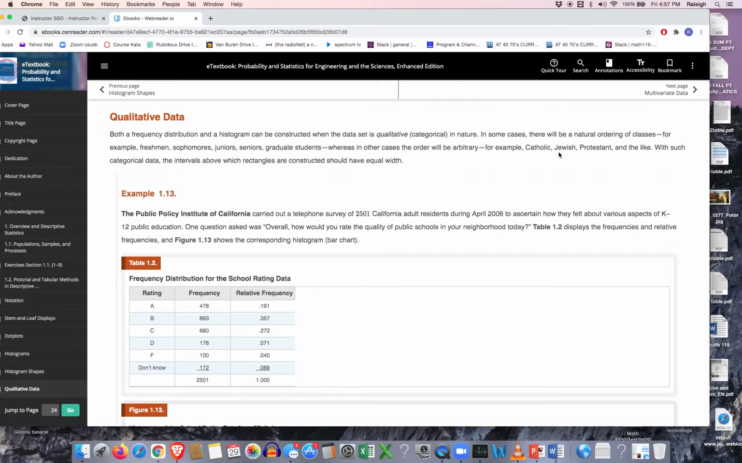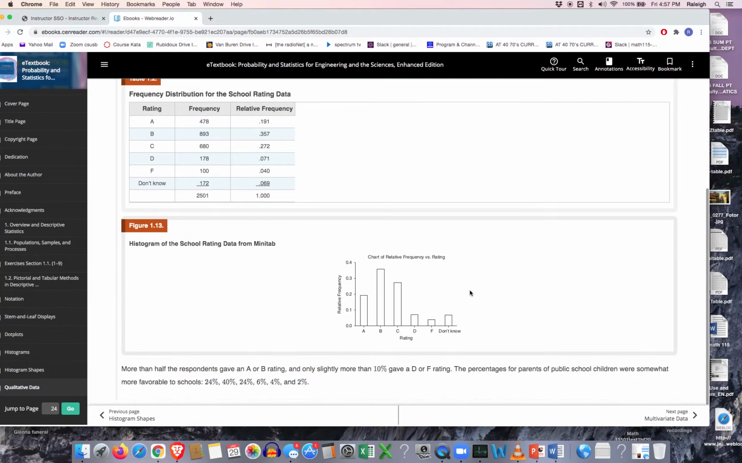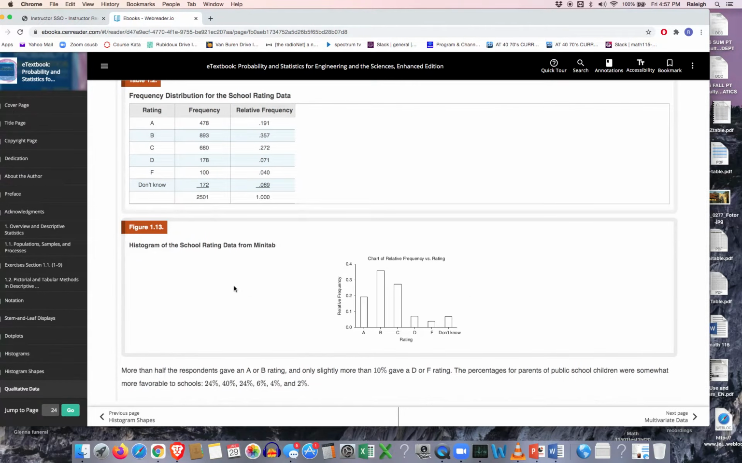But you could also use it for other things like religion and other things, such as what state you're born in, categorical data. Here is what they call a histogram, or could be just a bar chart. Other books say that this is just a bar chart because it isn't quite as official looking as a histogram would be with continuous data. But I'm not going to worry about it. They're just a different type of histogram.